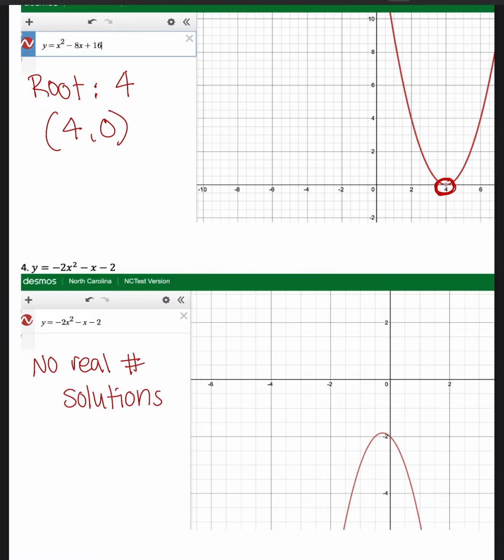Okay, make sure you've got all your notes copied down and go ahead and make sure that you've done your guided practice and the problems in the formative.